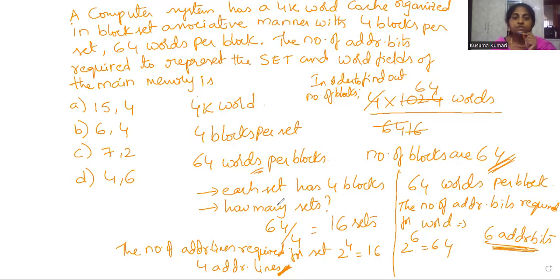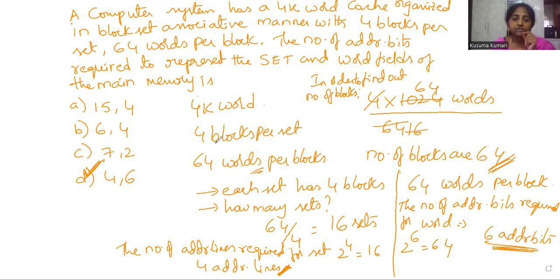So the question asks for the number of address bits required to represent the set and word. That means here 4 address lines and 6 address lines. So option D is the right answer.